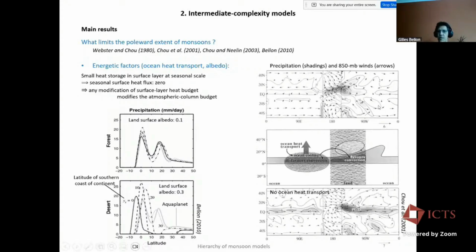And so this is the precipitation and the low level wind that they get in their control simulation with export of heat in the ocean. So you can see that over the tropical land, you get a large scale maximum of precipitation. That's our monsoon there.